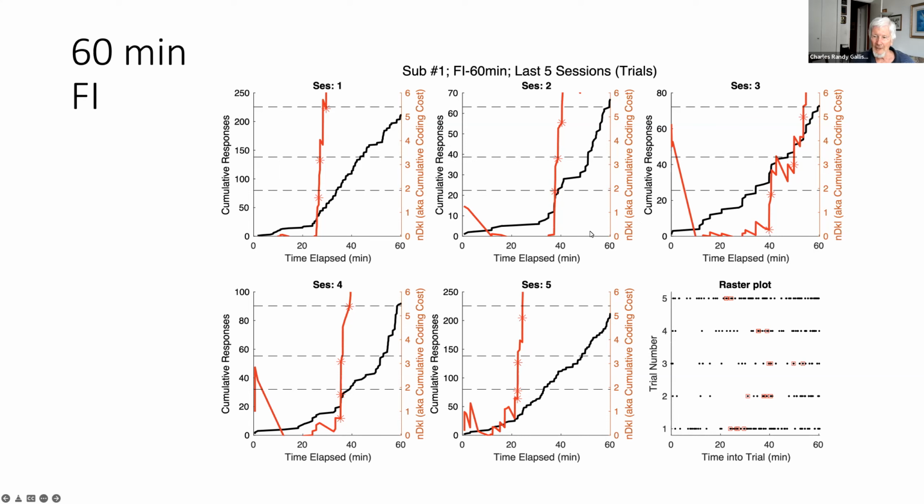And by the way, down here is the raster plot. Let me get this out of the way. So here's the raster plot for this. We have the raster, here's the cumulative record, and here's the MDKL. These are the last 5 one-hour sessions, one run per session. Just by glancing at the rasters, you can see that there was large variability in when the animal began to respond more rapidly.